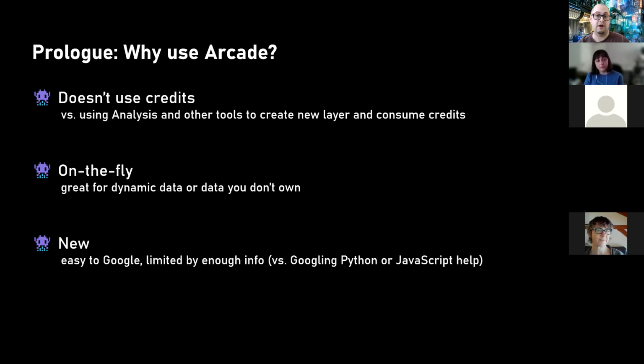So if you're looking for help online, it's pretty easy to Google. If you search for ArcGIS Arcade and then type in what you're trying to do, you're going to find a lot of search results quickly that are focused on that, versus if you're searching Python versus JavaScript, which are full programming languages, it might be tough to actually find the specific help you need. And of course, the catch to that is that you may also be limited by the info you can find, but it's actually pretty well documented.